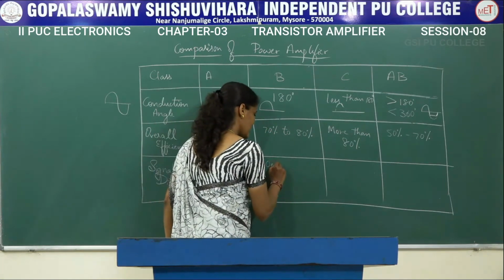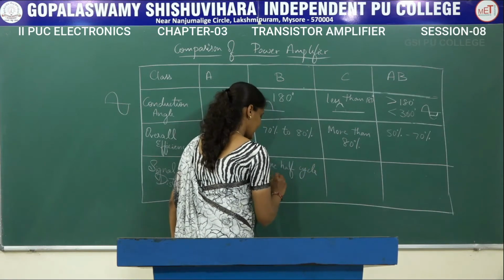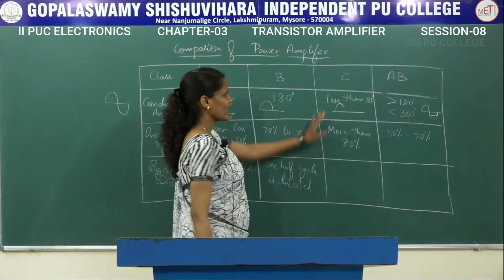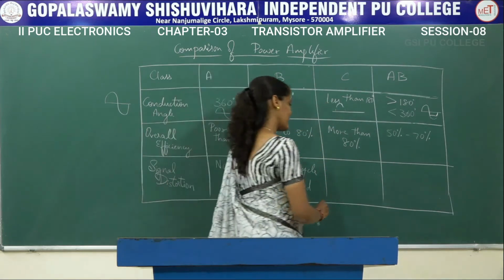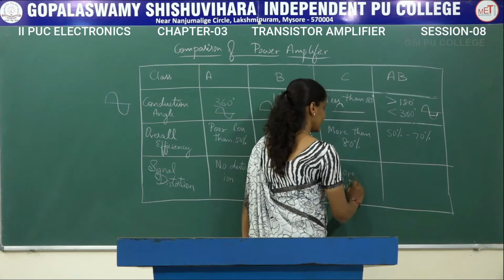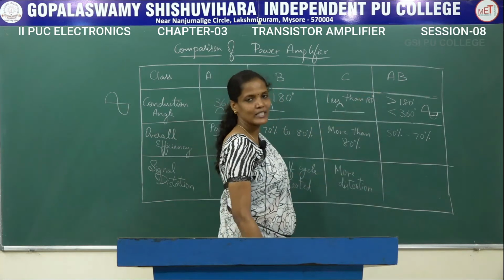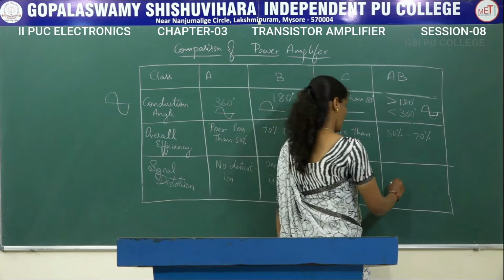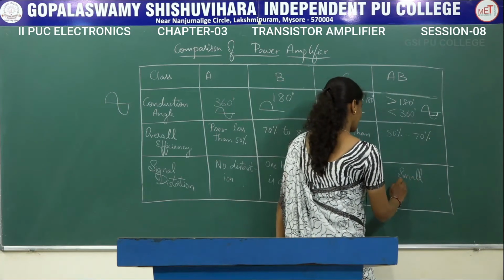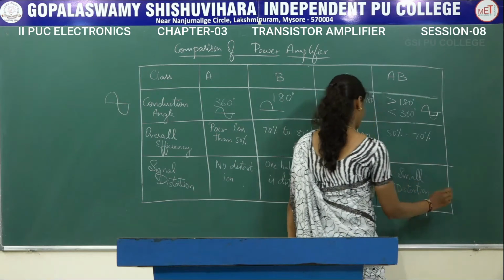So, one half cycle is distorted. Whereas coming to class C type of power amplifier, more distortion, because the majority of the input cycle will be distorted. Whereas coming to this class AB type of power amplifier, only a small portion of the input cycle will be removed. So, small distortion.